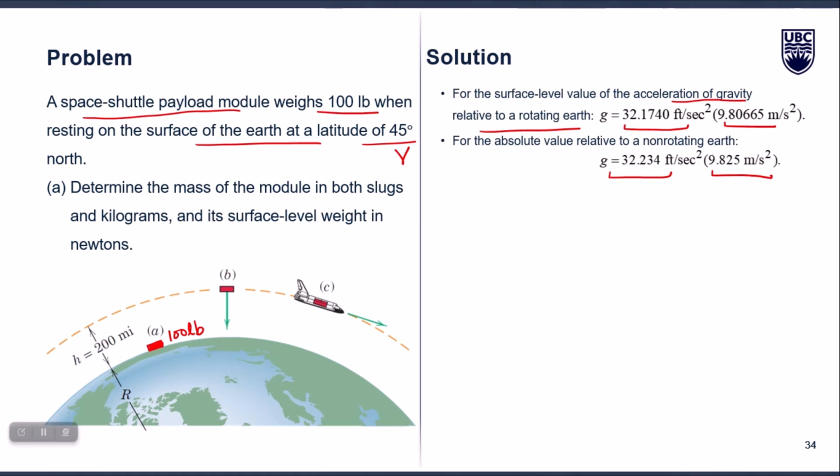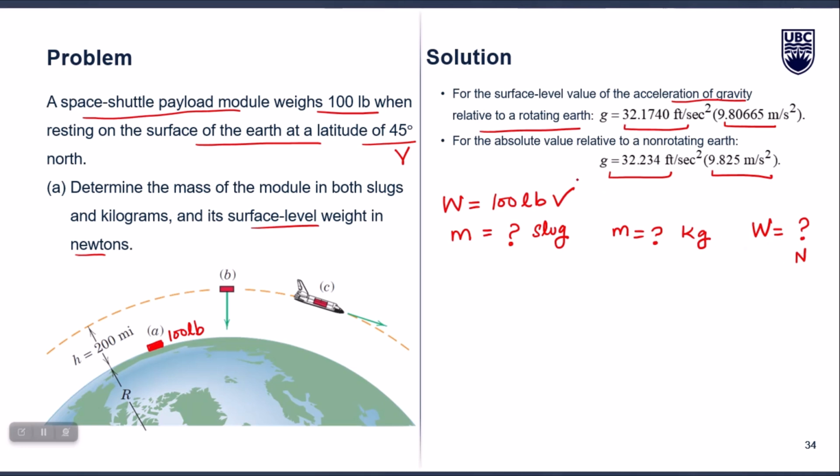So let me clearly state what is known and what is unknown. Weight is given in pounds, 100 pounds, and I am asked to determine mass in slugs, right? So this is required in slugs. Similarly, the mass is also required in kilograms. But once you determine mass in slugs, you can simply use a unit conversion from mass to mass from US customary units to SI. And the third quantity asked is the surface level weight in newtons. So W is also required in newtons, right? So this is the given information: weight is 100 pounds. You are asked to determine mass in slugs, mass in kilograms, and weight in newtons, right?